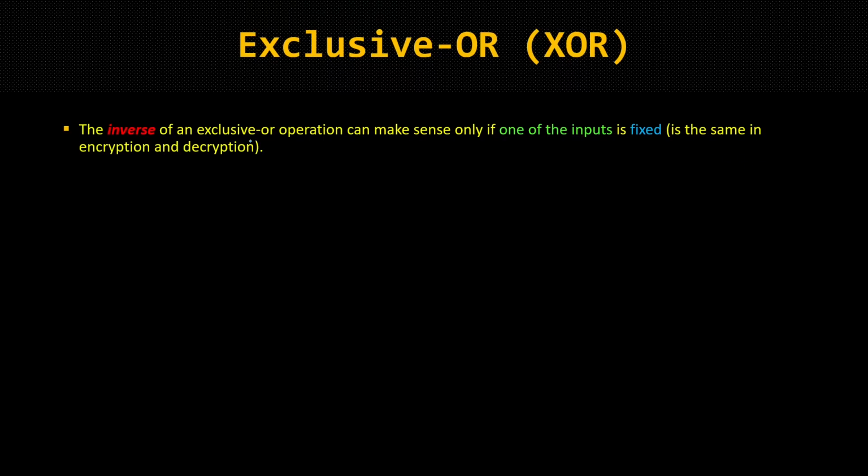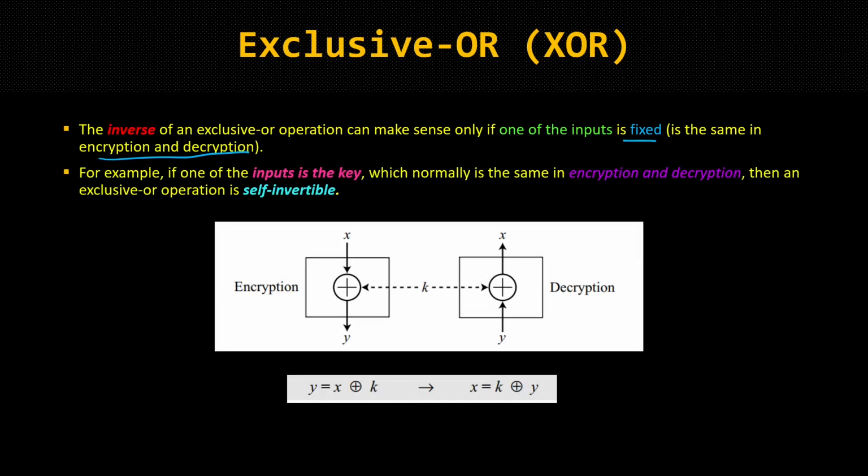The inverse of an exclusive OR operation can make sense only if one of the inputs is fixed. That is the same in encryption and decryption. For example, if one of the inputs is the key, which normally is the same in the encryption and decryption, then an exclusive OR operation is self-invertible. So here you can see in our encryption and our decryption, we are using a XOR operation. And in this XOR operation, the key, that is k, is fixed.